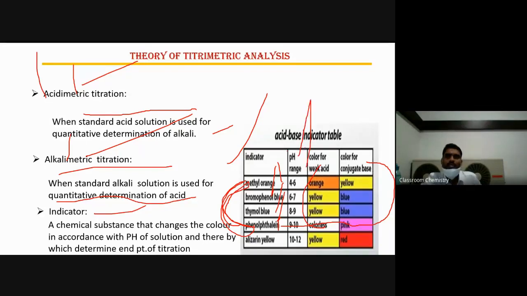Depending upon pH, we select the indicators. In simple terms, what is an indicator? An indicator indicates the color change at completion of the reaction. What is the definition? A chemical substance that changes color in accordance with pH. Changing color in accordance with pH is the most important condition of an indicator. The chemical substance changes color in accordance with the pH of the solution, and thereby we determine the end point of titration. By using this, we come to the end point of titration. This is an indicator. An indicator indicates color change in accordance with pH.